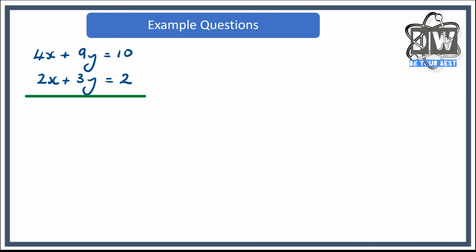So on this occasion, we could turn the 2x into 4x by timesing it by 2, or we could turn the 3y into 9y by timesing it by 3. But whatever we do, we need to do it to the whole. So I'm going to choose to times the whole equation by 2, which will give us 4x plus 6y equals 4. And we're going to reposition our top equation in there as well. So that one's just moved along, hasn't it? So we've got our 4x plus 9y equaling 10.